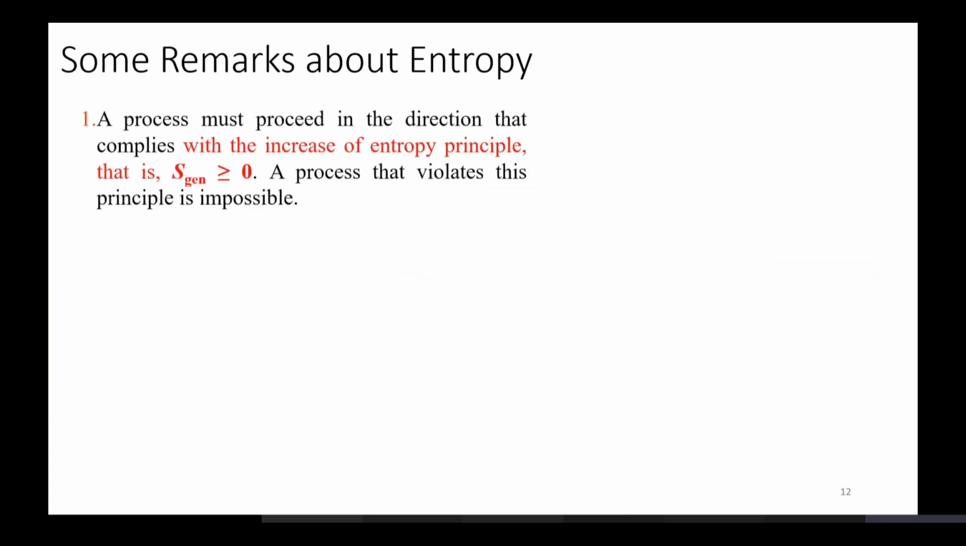So now some remarks about entropy. Number one, a process must proceed in the direction that complies with the increase of entropy principle. That is, entropy generation is greater than or equal to 0. It is 0 for a reversible process and greater than 0 for an irreversible process. A process which violates this principle is an impossible process.